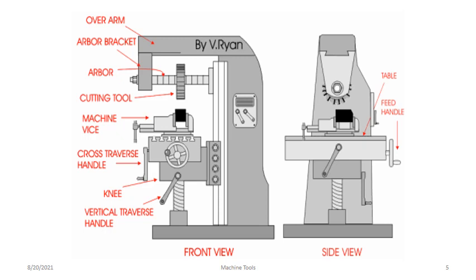This one is the vertical travel handle. This is the cross travel handle. The work table moves with the help of this handle. This is a machine vise. This is the cutting tool or milling cutter. This one is the arbor. So these are the important parts.